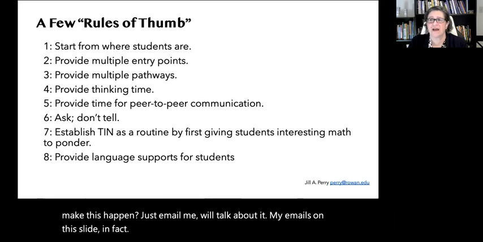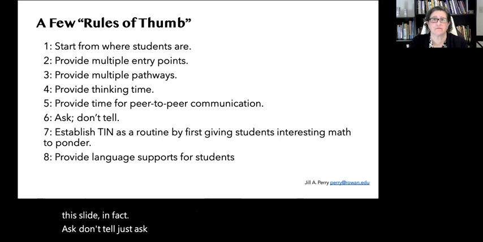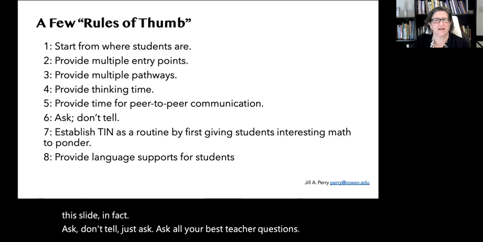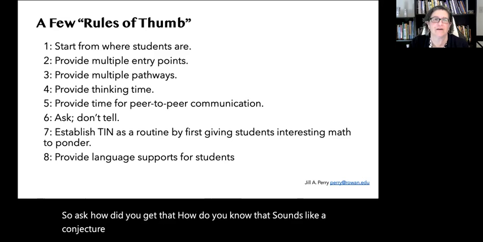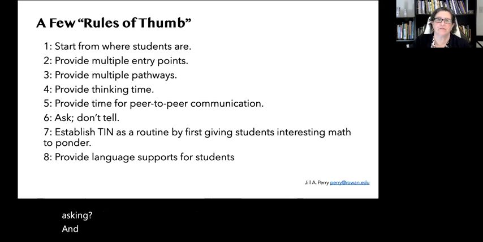Ask, don't tell. Just ask. Ask all your best teacher questions. So ask, how'd you get that? How'd you know that? That sounds like a conjecture. What did you notice that told you that? Just keep asking. And then establishing a routine.